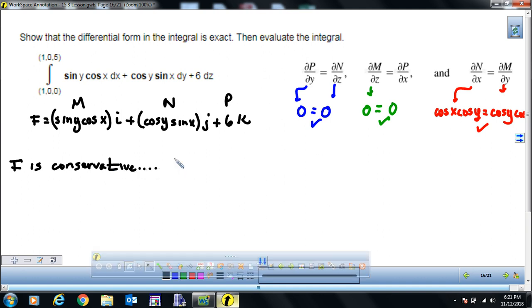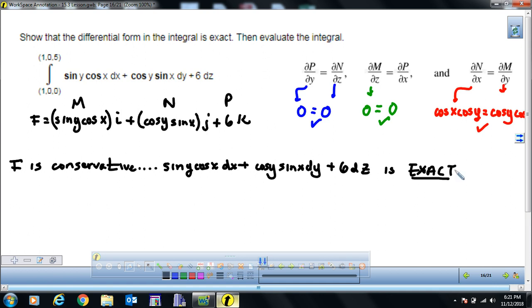And since f is conservative, that implies that the differential sine of y cosine of x dx plus cosine of y sine of x dy plus 6 dz is exact. And by exact, we mean that we can find a potential function for this gradient field and evaluate it directly at these limits. And it's going to be the same thing as doing this integration.